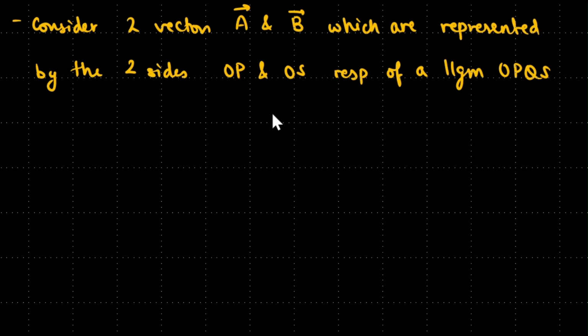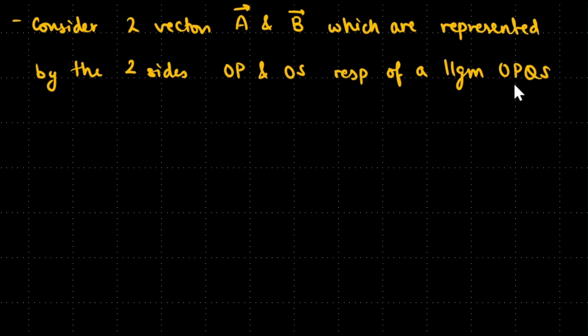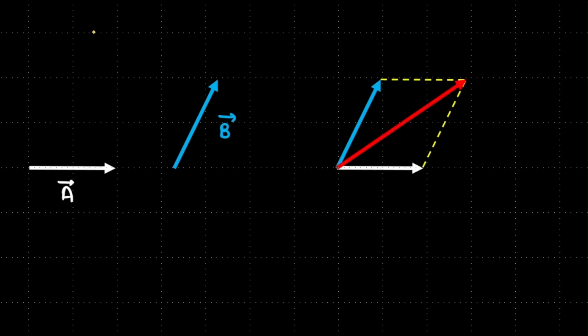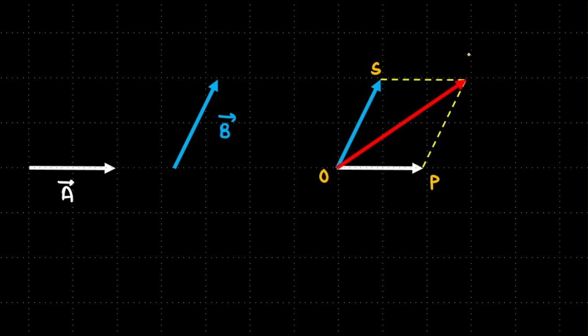Also, let's go back. They are represented by two sides OP and OS respectively, and let's also see the parallelogram, which is OPQS. Which of these is OPQS? This is OP, since A is represented by OP, and this is OS since B is represented by OS, which means the remaining corner will obviously be Q. So OPQS, that's the parallelogram we are talking about. Let's also write vector A and vector B right over here.